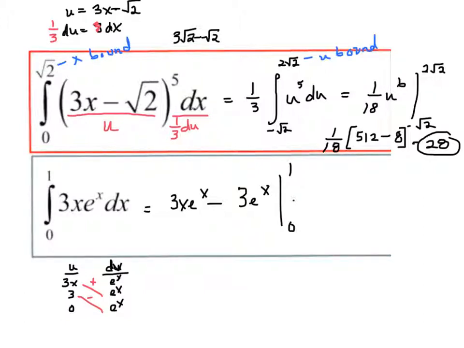So if I plug in 1, I get 3e minus 3e. If I plug in 0, I get 0 minus 3. Okay, because e to the 0 is 1. Well, 3e minus 3e is 0, and 0 minus negative 3 is 3.